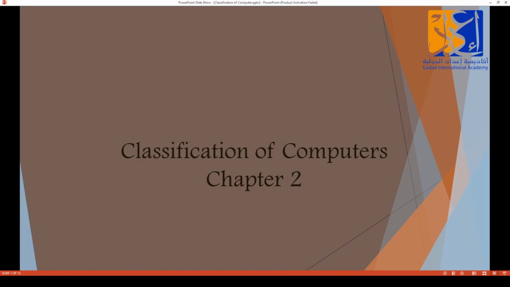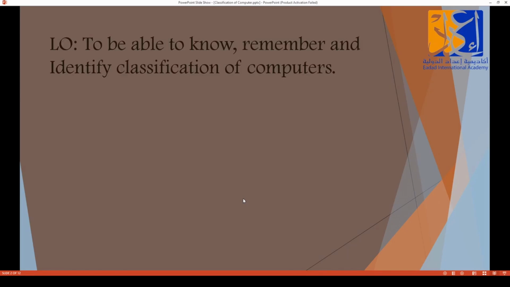So today's lesson is classification of computers. We are going to study about the classifications of computers. So let's start. Our LO for today is to be able to know, remember, and identify classification of computers. Now we are going to study different classifications of computers.